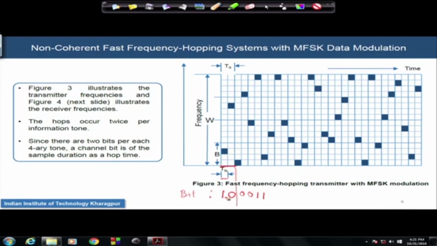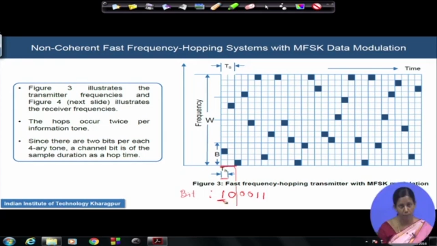1 0, within that we have 2 bits, and then we have to hop also twice. So, it is by default coming like this. For each and every bit you are hopping, and let us understand how the PN sequence is coming up. The PN sequence came like this.